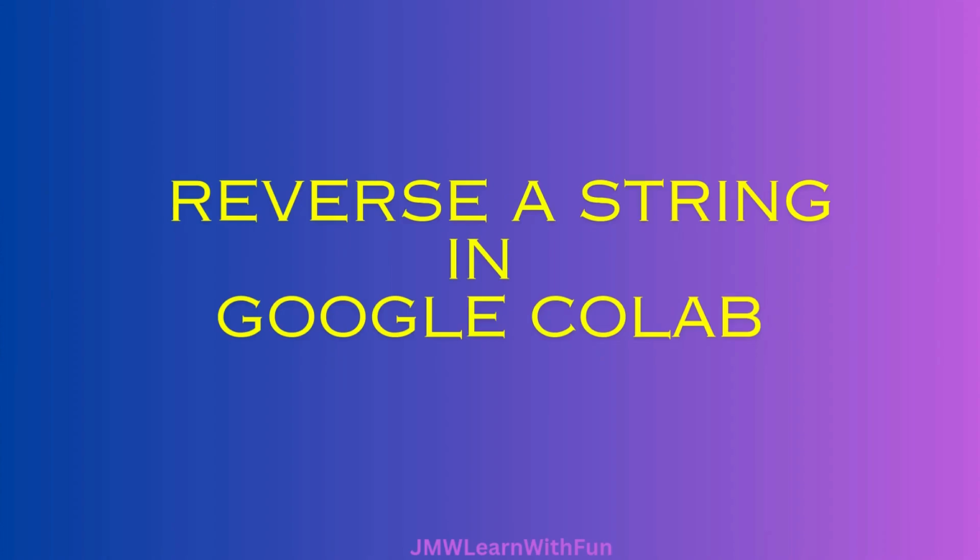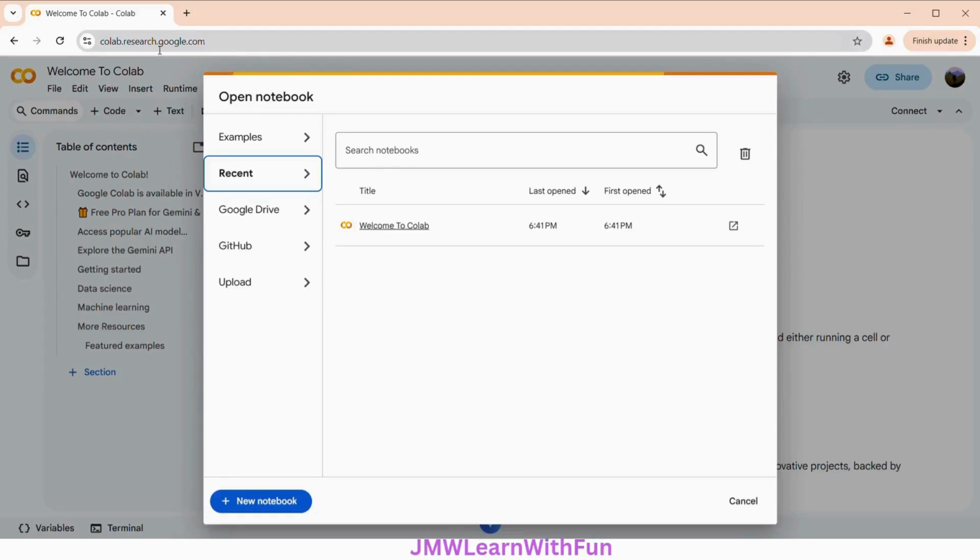Let's see how we can reverse a string in Python using Google Colab. So first we will go to colab.research.google.com. It will open this window. At the bottom left side, we have plus new notebook. Colab is actually a hosted Jupyter Notebook service that requires no setup and provides free access to computing resources.